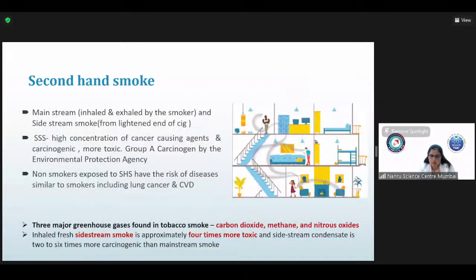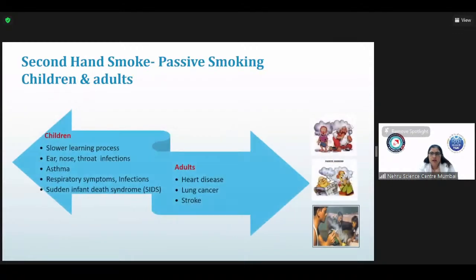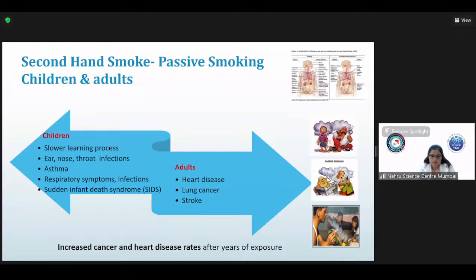Secondhand smoke: tobacco smoke is the mainstream, and the side stream smoke has a high concentration of cancer-causing agents, and the risk of diseases for non-smokers from secondhand smoke is similar to the smokers. Now, this slide shows the effect of secondhand smoke on children and adults.